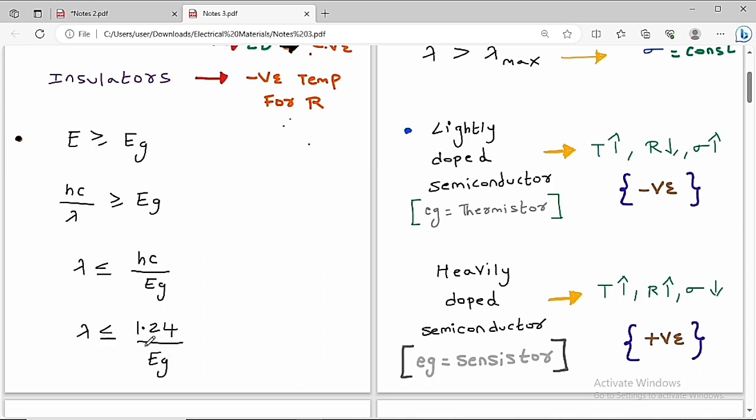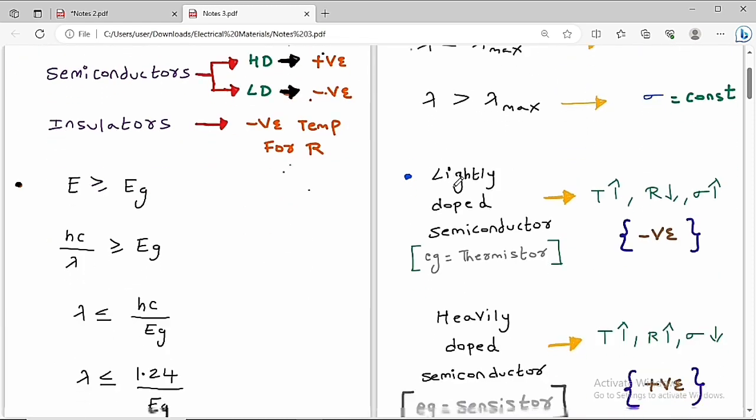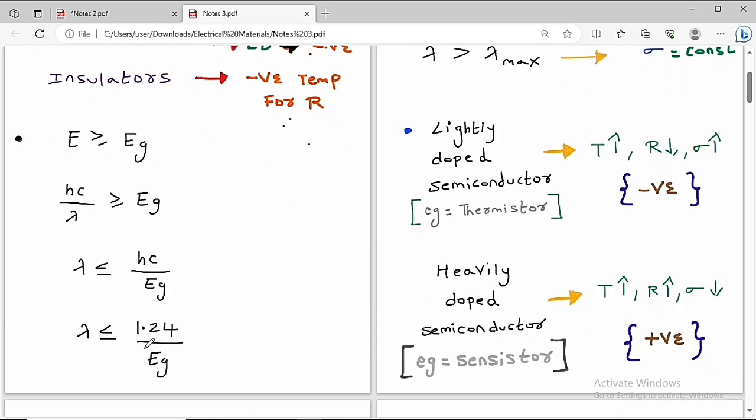If lambda is less than or equal to 1.24 by Eg, what is the maximum value? Lambda max is 1.24 by Eg. So when lambda is less than lambda max, what is going to happen? Then this relation is satisfied. If this condition is satisfied, then E is greater than or equal to Eg.